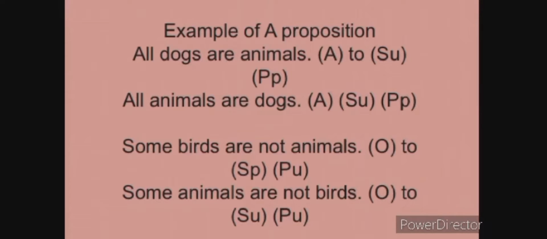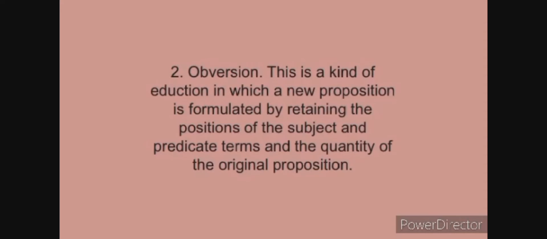Partial conversion is a part of conversion. It's a type of conversion. So, in partial conversion, the quantity or the number of the subject and the predicate can be reduced into particular. If the subject and the predicate is universal, it can be converted to a particular.